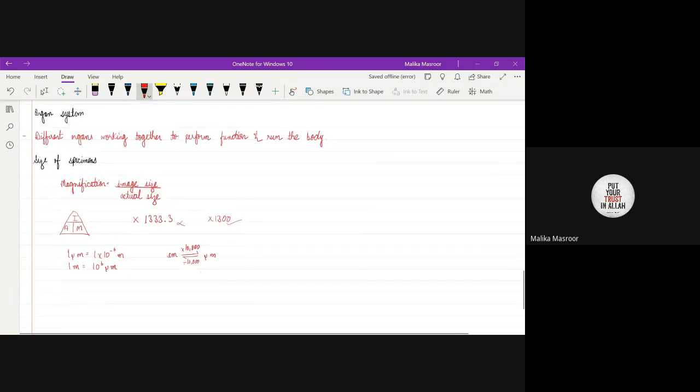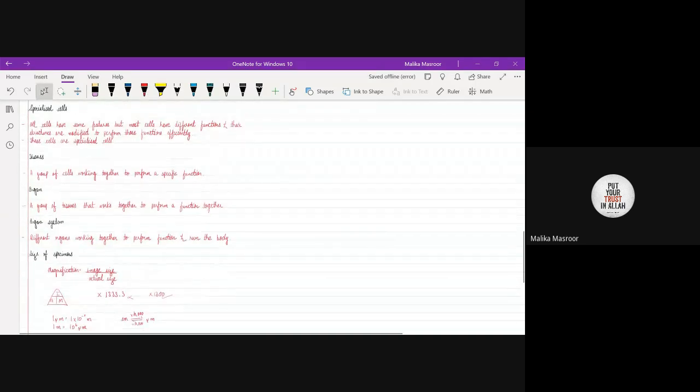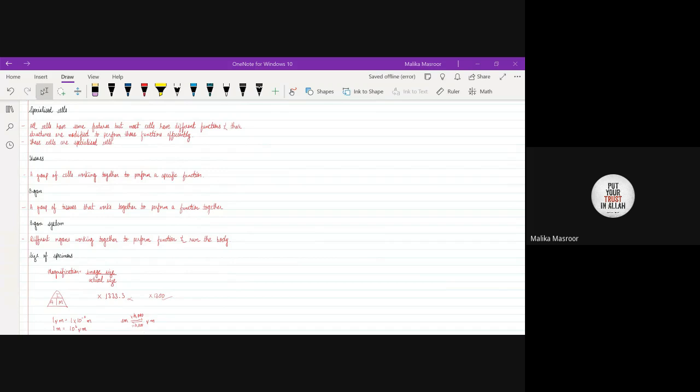Alright. That's all for this chapter. Note this down. Then we are going to move on to chapter 3. Different types of specialized cells. These specialized cells are very simple. You don't really learn all of them, there are so many. What are the types of specialized cells? Red blood cells are specialized cells. Nerve cells are specialized cells. Ciliated cells are specialized cells. Muscle cells are specialized cells.